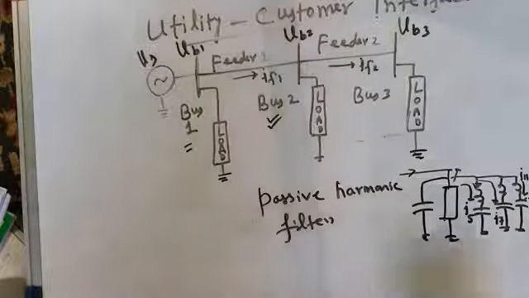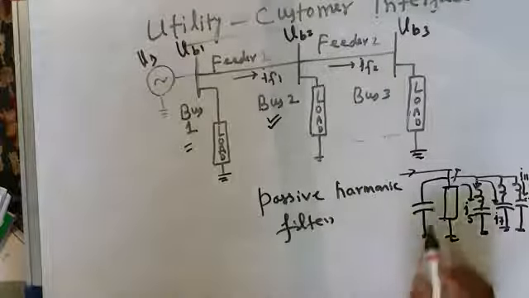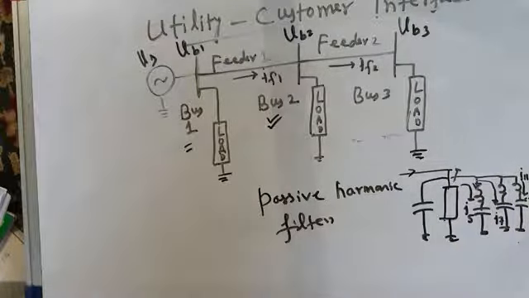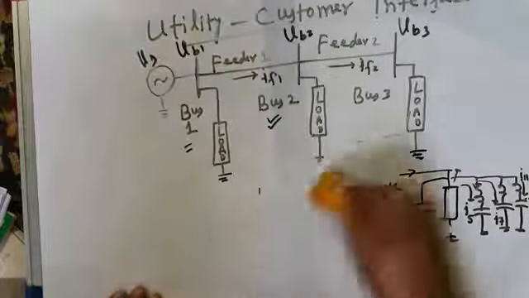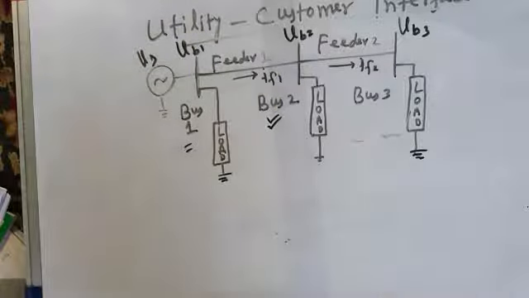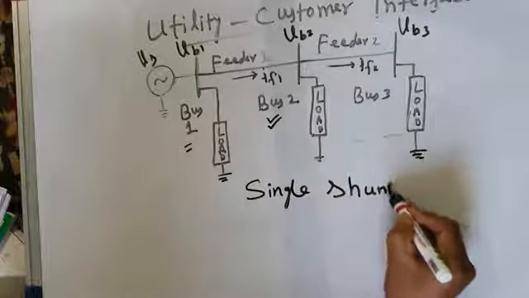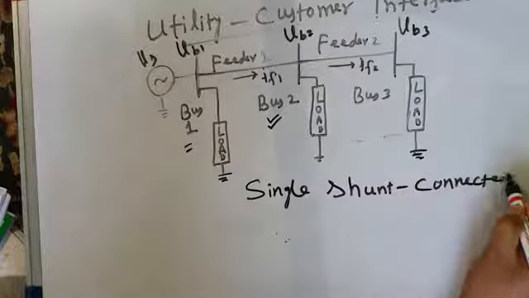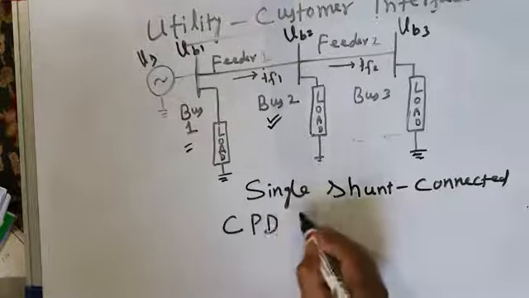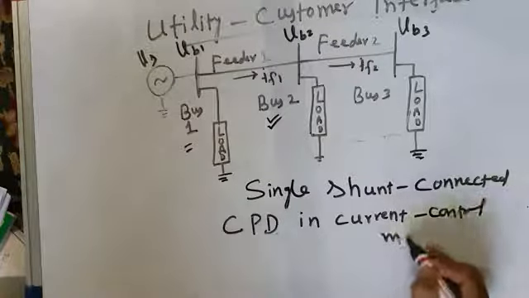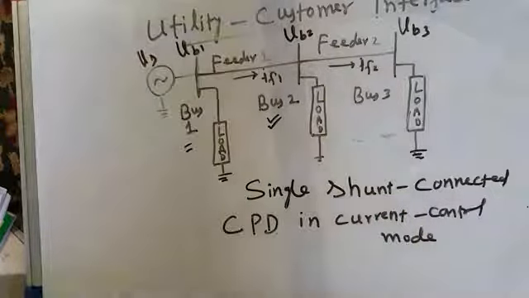So this is how utilities were doing it, how load power factor was improved, and how the harmonics in the load were arrested conventionally. But nowadays, using custom power devices, we have a single custom power device which performs all these activities. We have a single shunt connected custom power device, which is used in current control mode. It's a power electronic based device. It takes care of all these problems.